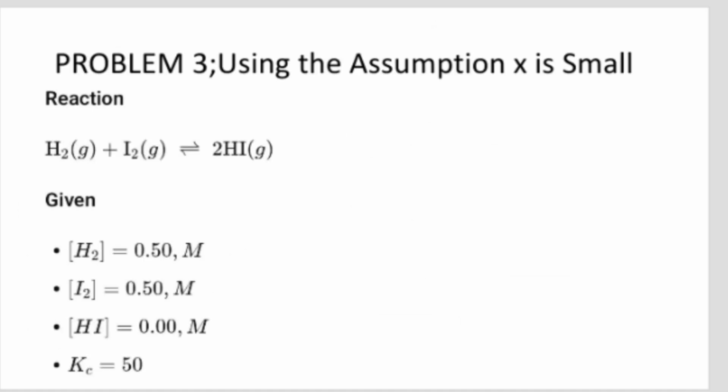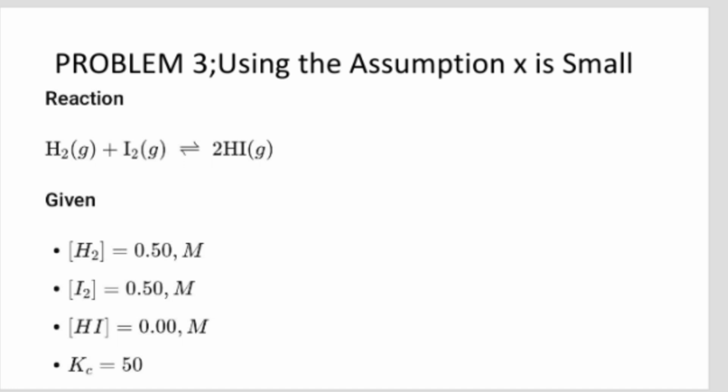We want to use the assumption, and usually we assume that x is small. So the reaction is as follows. We have hydrogen and iodine reacting to form 2HI. These are the initial concentrations, there on the screen. I'm sure now you are familiar with the ICE table. The next thing we do is just write the ICE table.